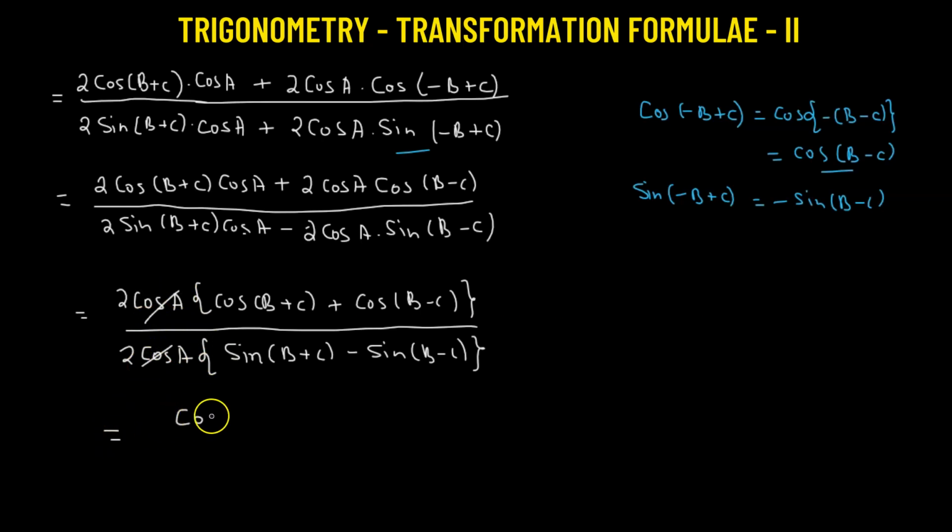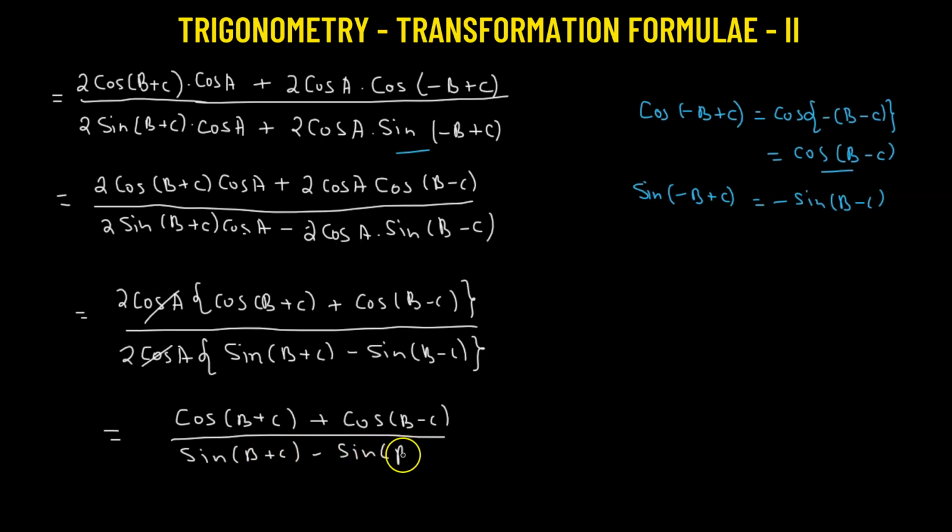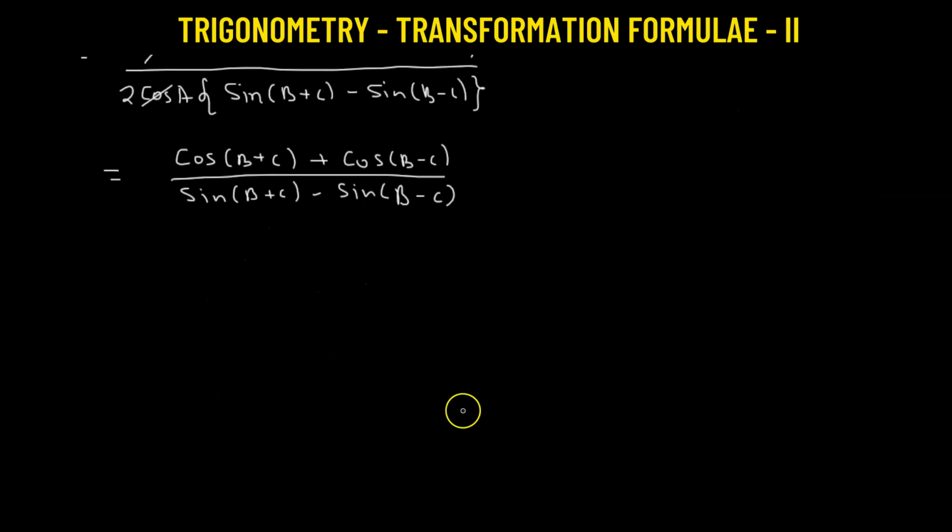Now what we are left with is the sum of two cosine functions in the numerator, cosine of b plus c plus cosine of b minus c, and then the difference of two sine functions in the denominator, sine of b plus c minus sine of b minus c. So we'll again apply the transformation formula. In the numerator, we're going to get 2 times the product of two cosine functions, since we are doing the sum of two cosine functions. So we have 2 times cosine of b plus c added to b minus c. That's 2b, and 2b over 2 is simply going to be b. Multiplied to cosine of b plus c minus b minus c. That's going to leave us with simply c.